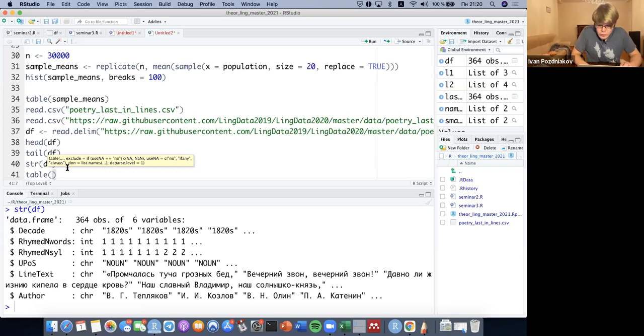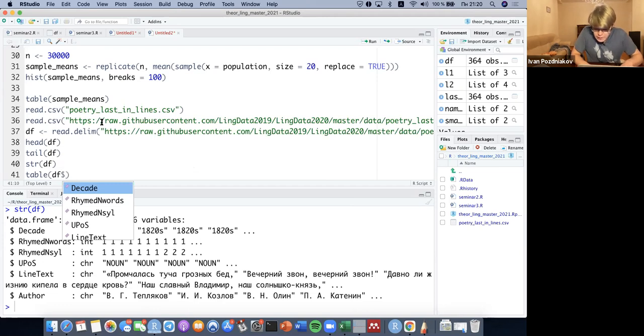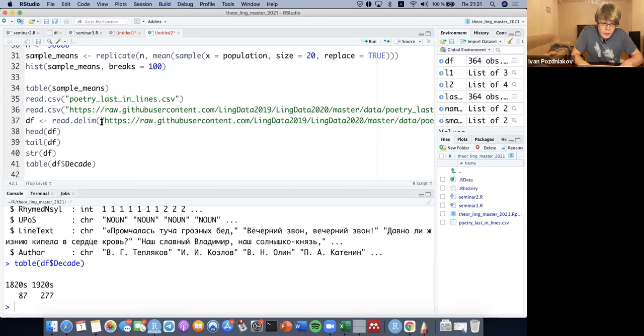Maybe what you want also to do is to check how many values in each column you have. You can do it like this, df decade, or you can do some additional ways to inspect it, like summary. Summary is actually a generic function in R. Generic function means that it behaves differently depending on the object that you use for this function. So for data frames, it works this way. For lists, it works this way. For vectors, it works differently. For different types of vectors, it works differently.